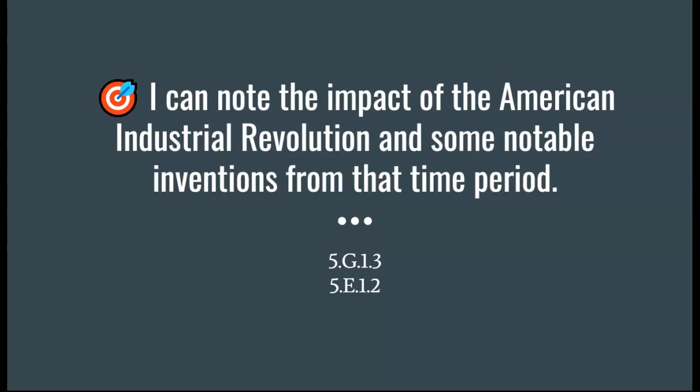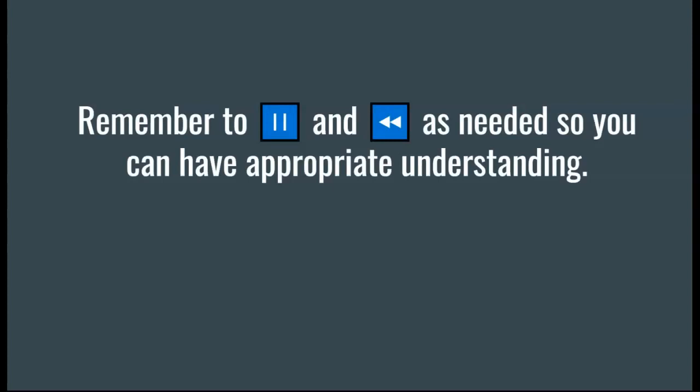All right, friends, so we are here to kick off our learning about the American Industrial Revolution. Today we're going to be looking at notes and really looking at that first part of our learning target, and the rest of the week you'll be looking at some notable inventions. But overall, we are working to note the impact of the American Industrial Revolution and some notable inventions from that time period.